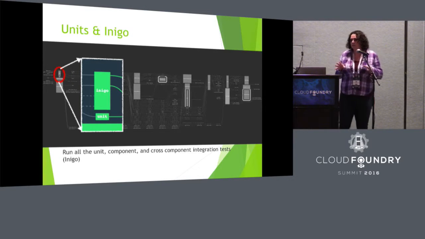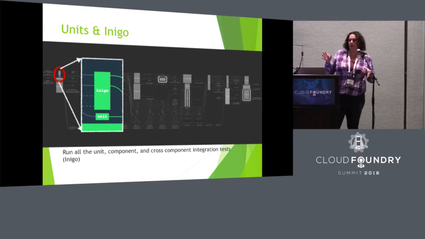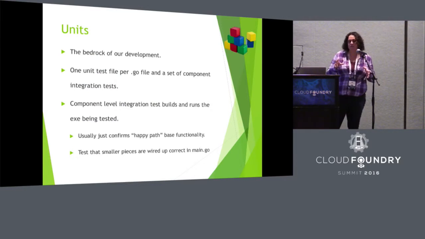So let's start actually looking at the pipeline itself. This is the very first thing that gets kicked off: Inigo and the unit tests. The unit tests, I talked a little bit about them already. They're testing the smallest level of functionality. This is where a lot of our edge case code gets tested.